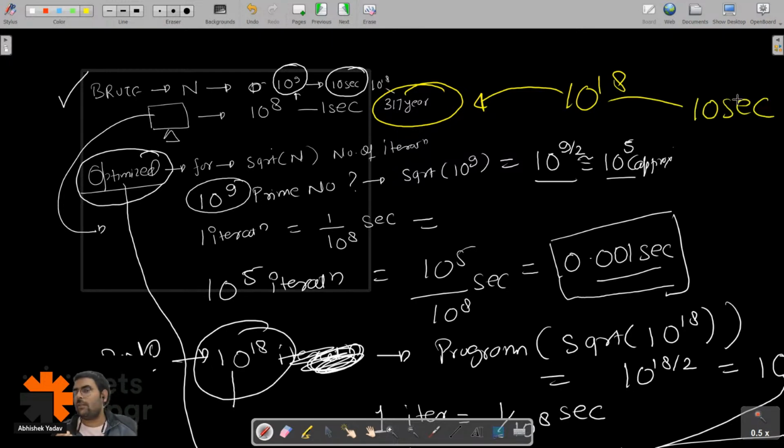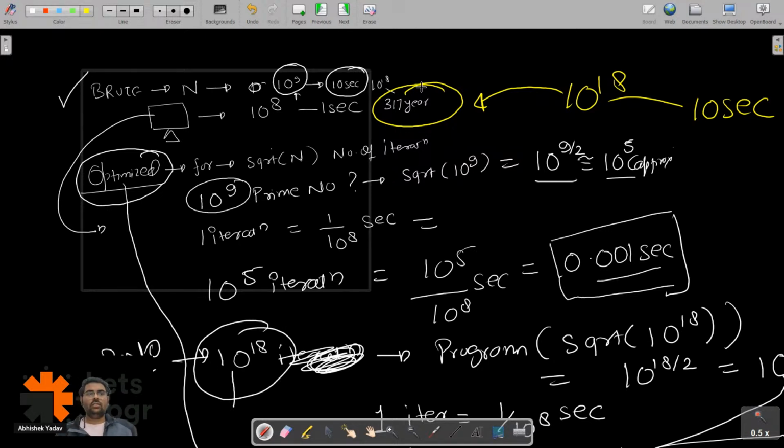So this is the power of optimization, right, everyone? This is the power of optimization. This is the power of analyzing your code, observing the code, and getting some useful information from the observation, right? By running the code, this is the power of observation. Everyone is getting the point?